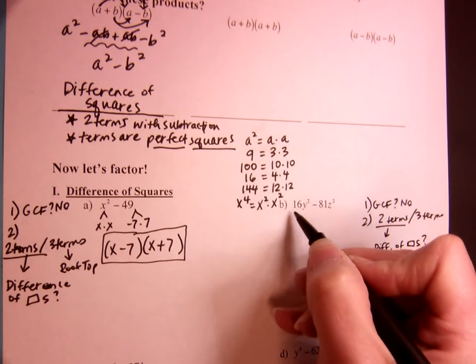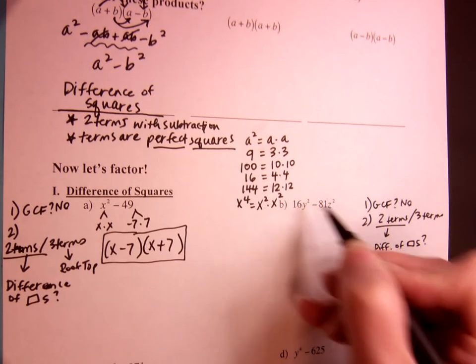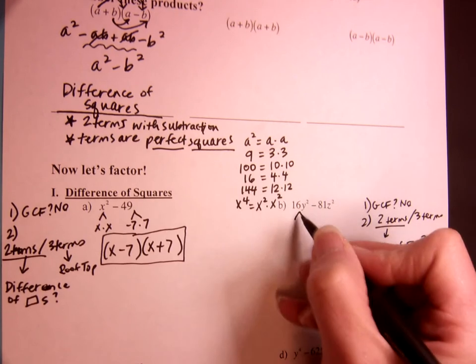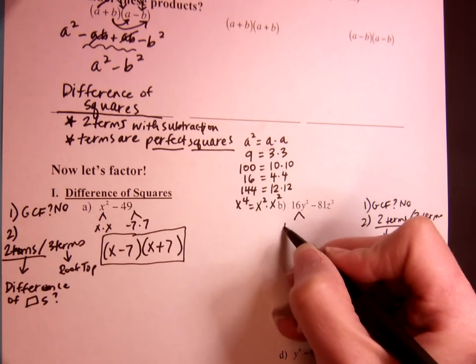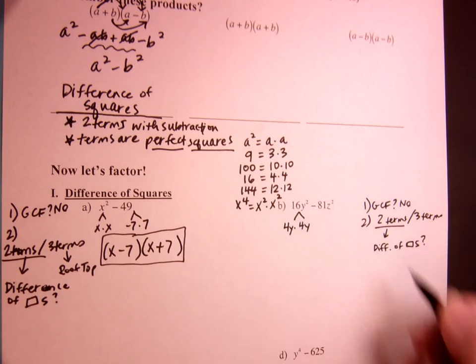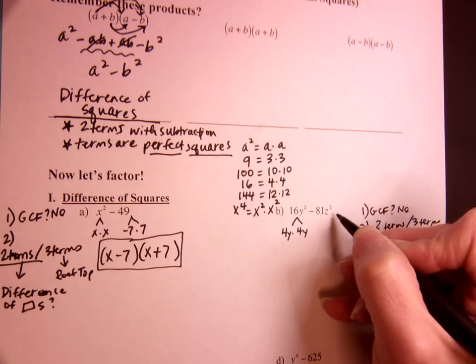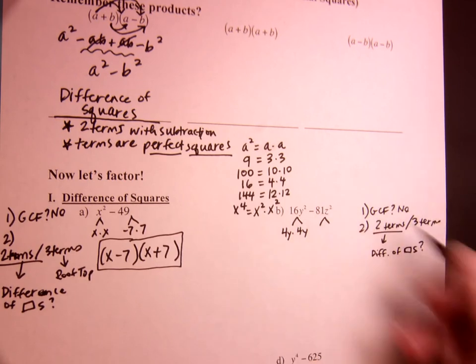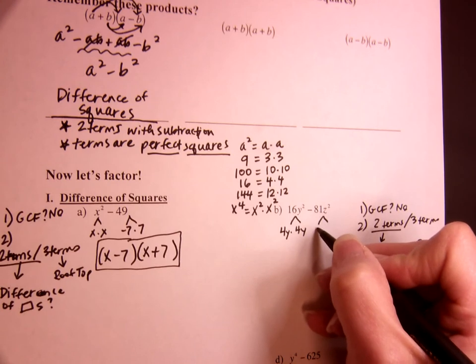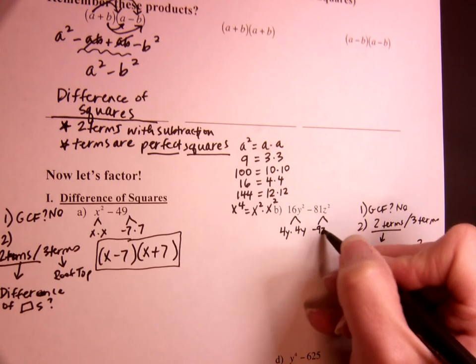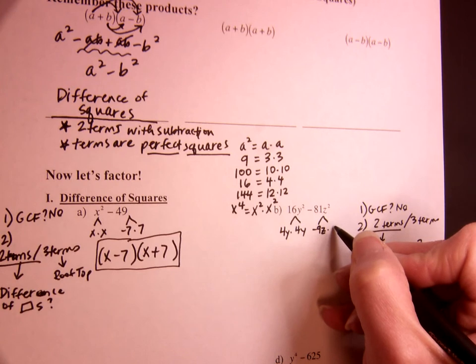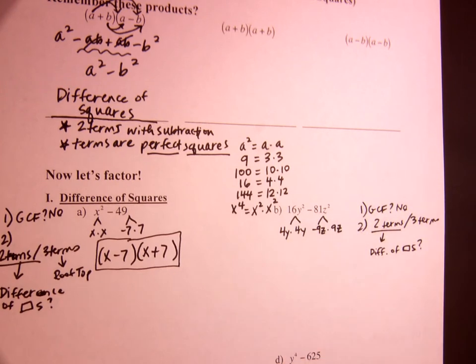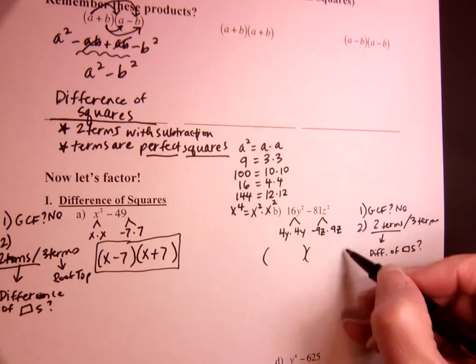Okay, so is 16y squared perfect? Yes. What makes 16y squared perfect? 4y times 4y. Is 81z squared perfect? Yes. And is there a minus there? Yes. So then that means that we will have what? Negative 9z and positive 9z. Because it fits the qualifications of being the difference of squares, we can go ahead and put these things into our answer.